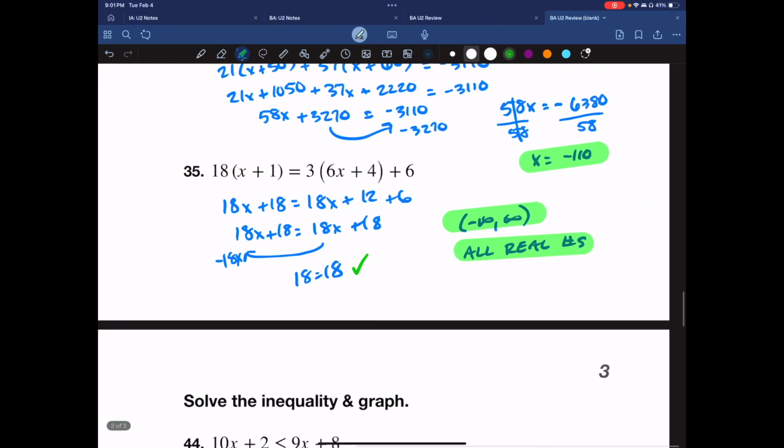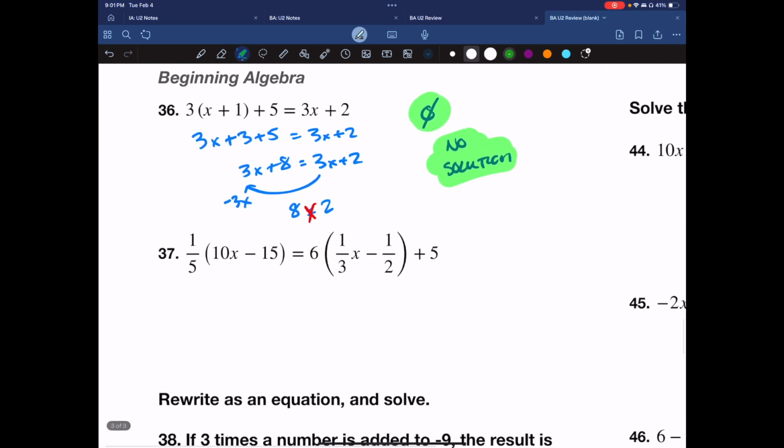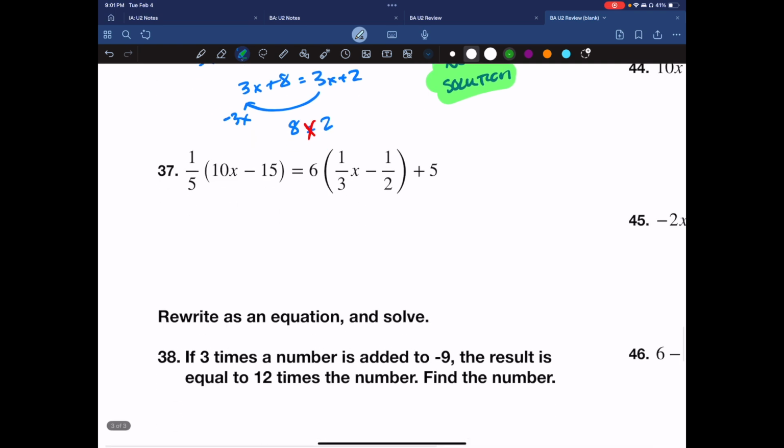So on 35, you had an example of a true statement. My x's fell out, and I was left with a true statement. On 36, my x's fell out, and I was left with a false statement. And that's the difference between the two. Okay, 37. Be careful with these.